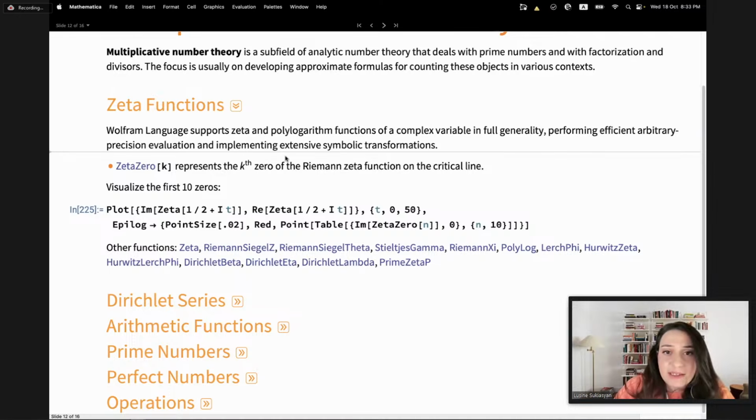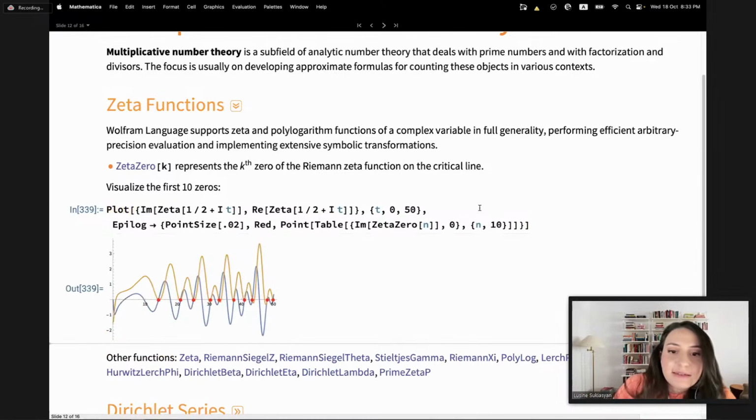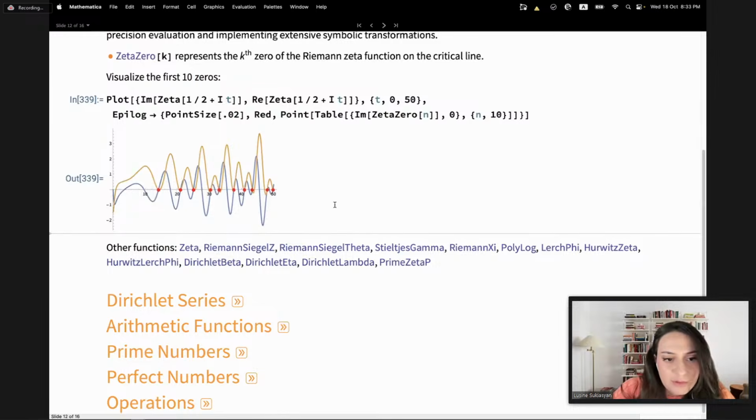We already talked about the zeta function. Let's now talk about the zeta zero function that represents the zero of the Riemann zeta function on the critical line. For example, using this function, we can visualize the first 10 zeros of the Riemann zeta function. Other functions you can see on your screen are zeta, Riemann equals zeta, Riemann equals theta, and the other functions.